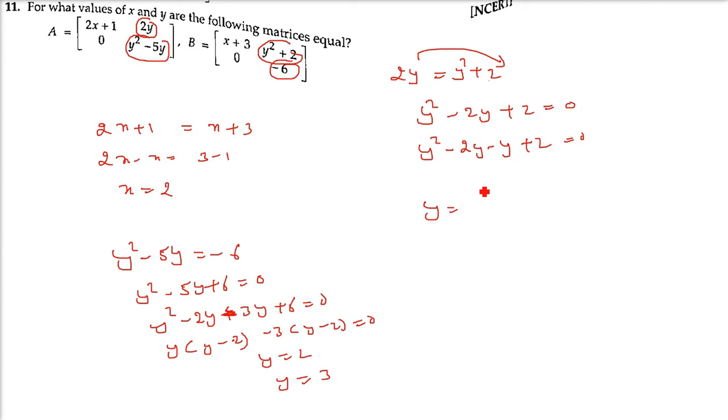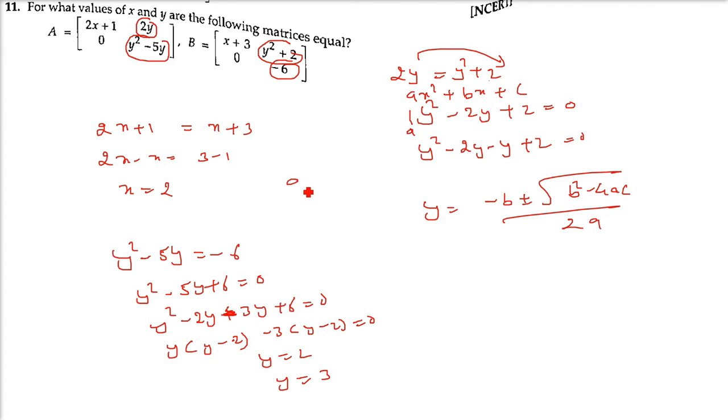y equals minus b plus minus under root b square minus 4ac by 2a. This is how we get the two roots of this equation, which will make this equation 0. So I am equating this equation with ax square plus bx plus c. What is a here? 1. b is negative 2. c is 2.